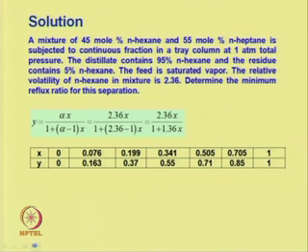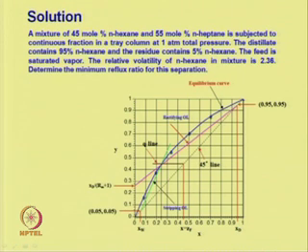The relative volatility which is given is 2.36 and we know the equilibrium relation y is equal to alpha x divided by 1 plus alpha minus 1 x, where alpha is the relative volatility. This we can substitute and this is the equilibrium relationship between x and y, and if we take different values of x, we can calculate the value of y. Then we can plot the equilibrium curve. So, this blue line represents the equilibrium curve.